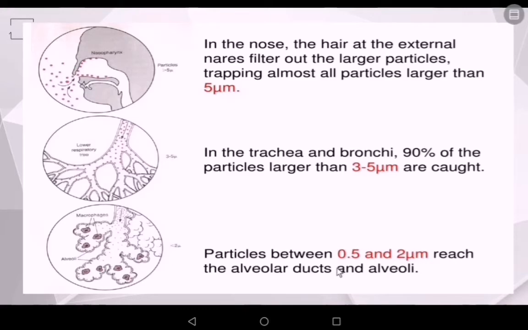Let's look at the normal physiological response of the respiratory tract to different particles in the environment. In the nose, the hair at the external nares filter out the larger particles, trapping almost all the particles larger than 5 micrometer. So only the particles which are less than 5 micrometer will reach the trachea and the bronchi. In the trachea and the bronchi, 90% of the particles larger than 3 to 5 micrometer are caught. The remaining ones reach the alveolar ducts and the alveoli, and these are the particles which cause the inflammatory reaction, and over a period of time it causes massive fibrosis throughout the lung.